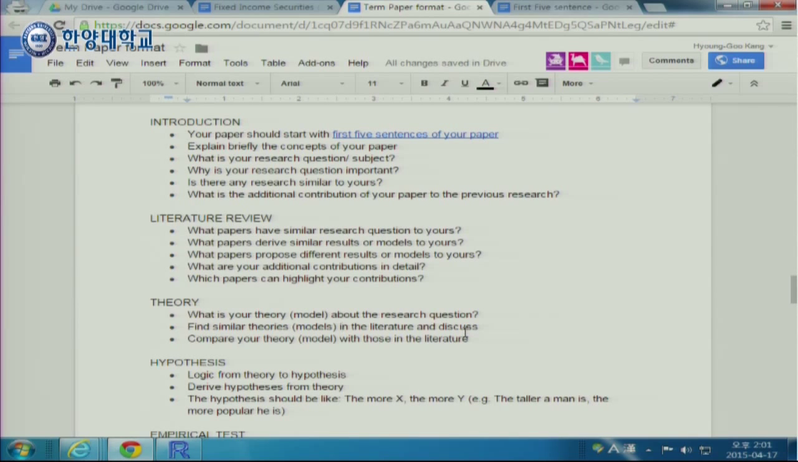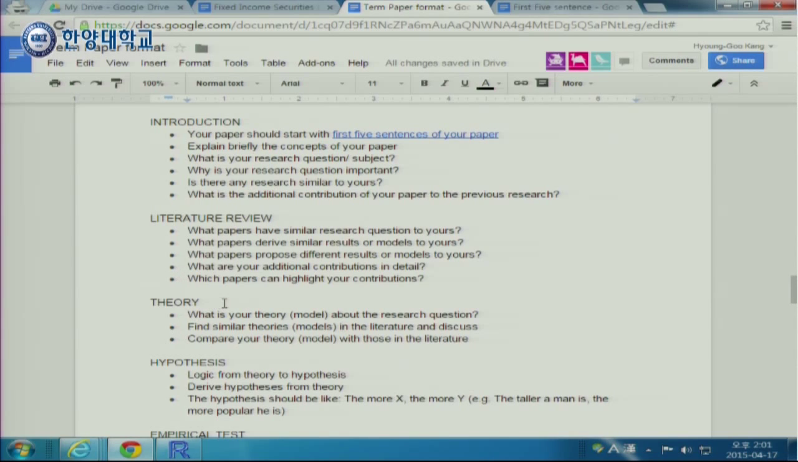It is theory-driven. Now you have to write down the theory of your paper. What is your theory about the research question? Find similar theories in the literature and discuss. Compare your theory with those in the literature. Okay? So suppose you have evolutionary theory, where people form their preferences given our ancient evolutionary way. So because evolution may prefer, like, a tall man, something like this. Yeah. So from that stupid theory, you can generate things.